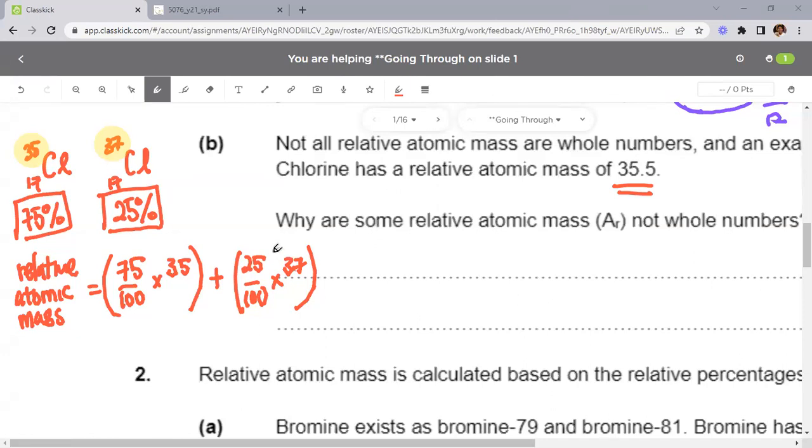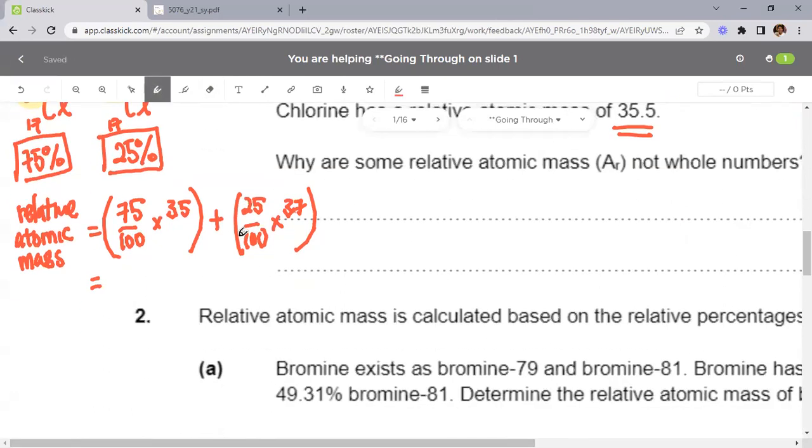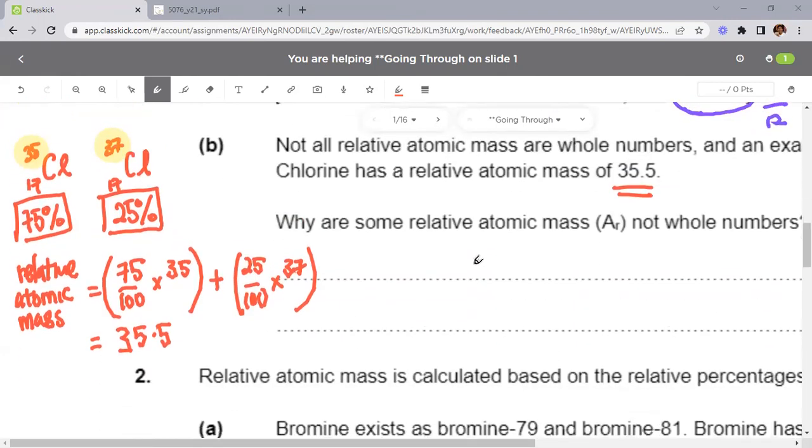If you take your calculator and crunch the numbers, you're going to get 35.5. So the relative atomic mass is calculated based on the percentages of each of the isotopes. Now you understand how to calculate this, and how it is 35.5.